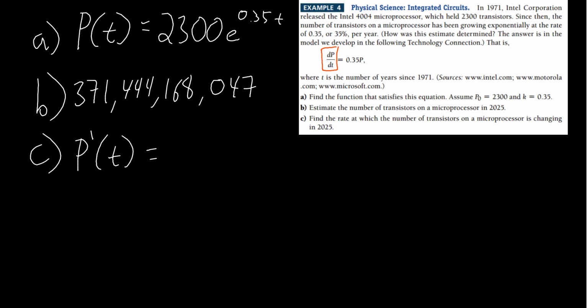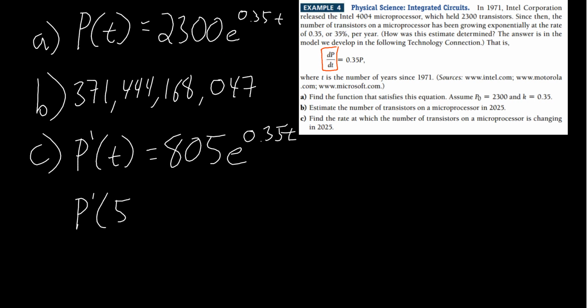First times derivative of second plus the second times the derivative of the first. But we know that the derivative of 2300 is 0, so we can just simply take the first times derivative of the second. So we take this, and then we put the 0.35 there, and then you take the 0.35 and multiply by 2300. Again, the same thing we did on the previous example. So 35% of 2300 is 805. So we say 805 times e to the 0.35t.